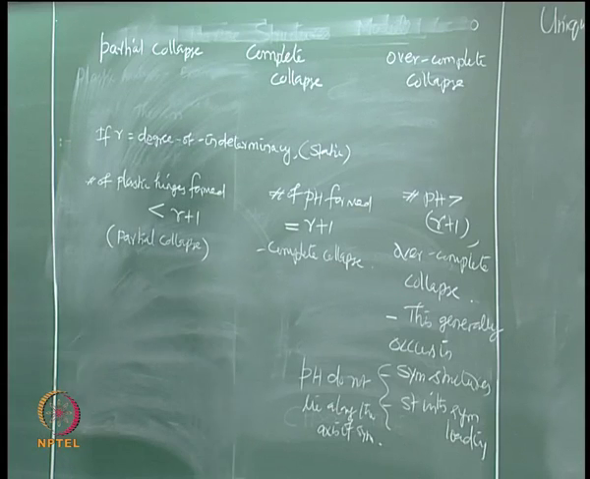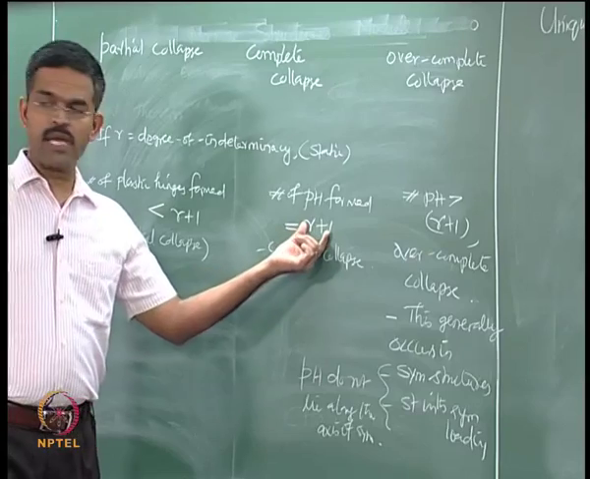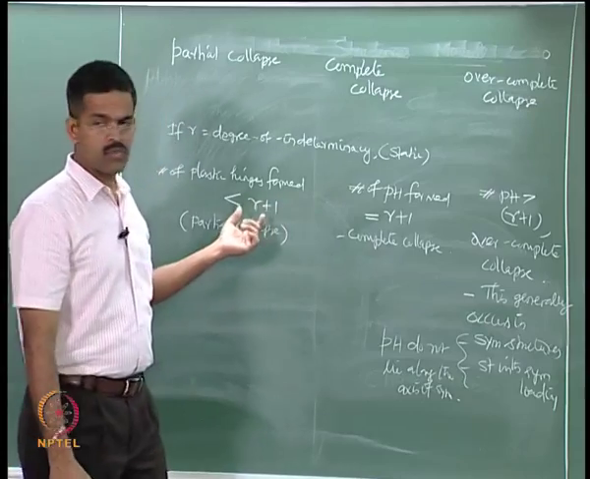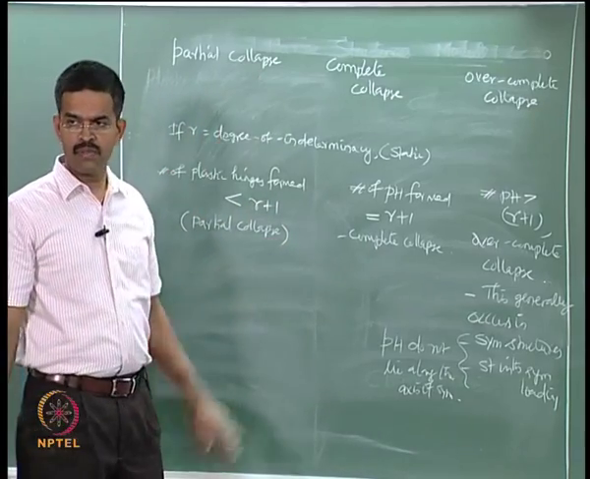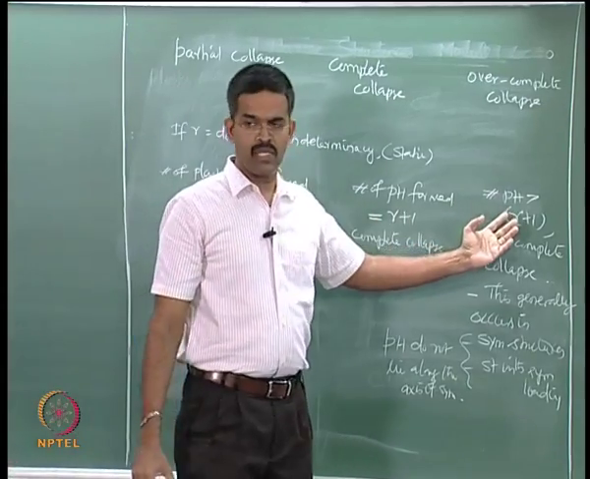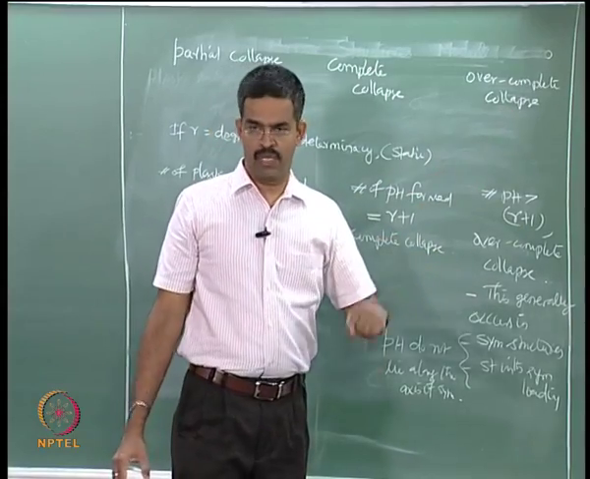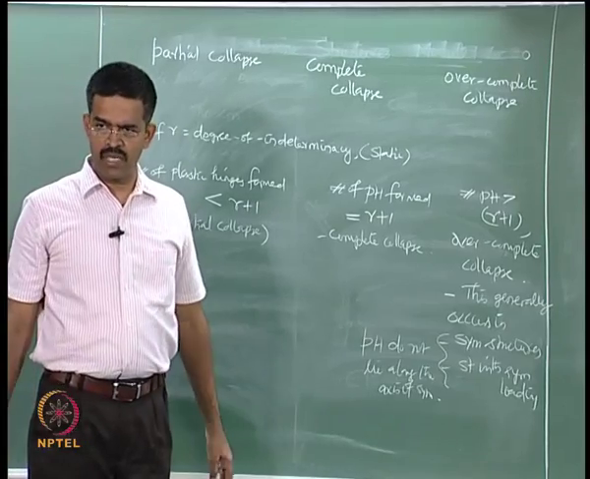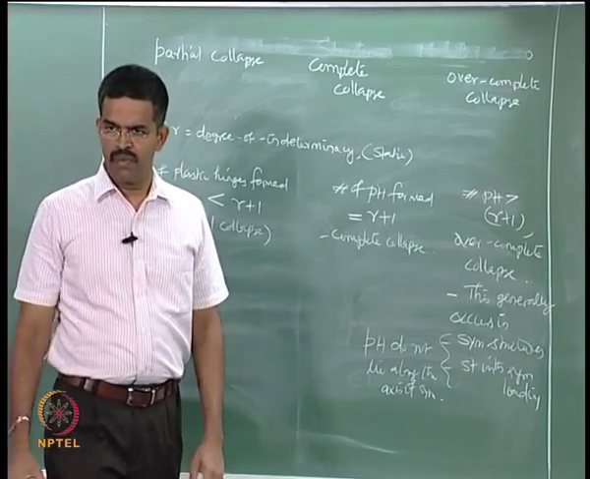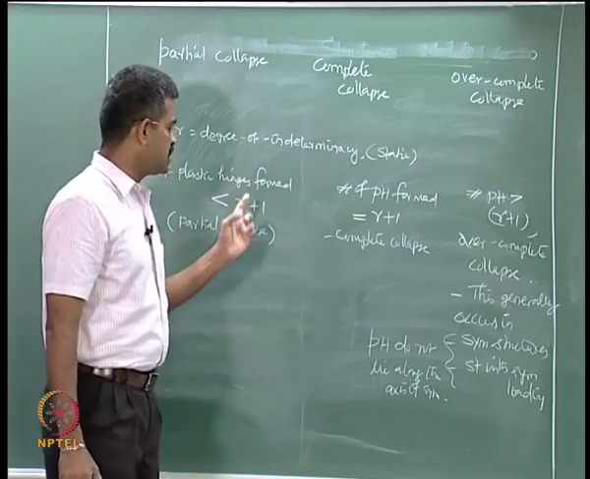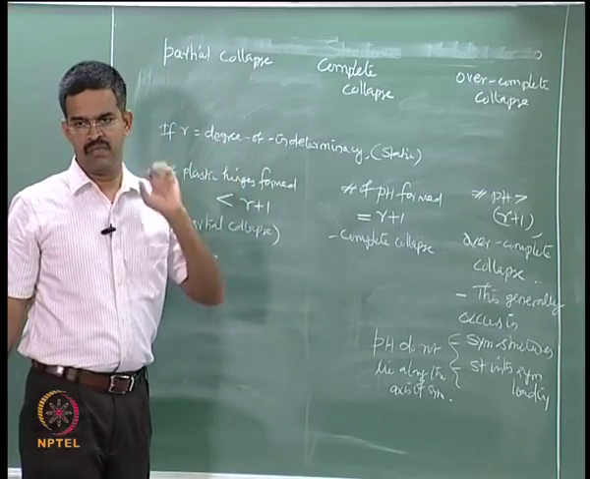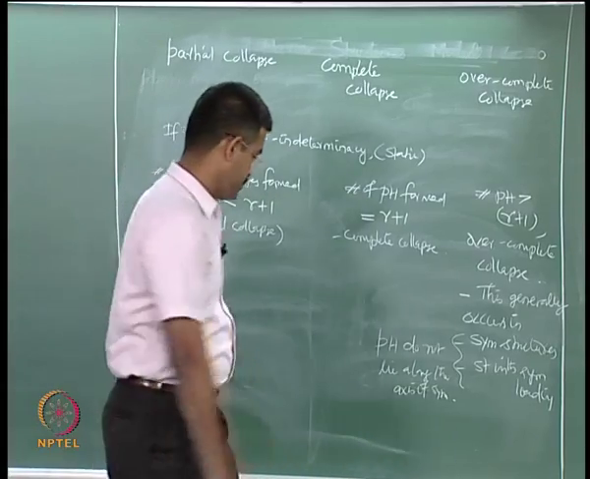So, not necessarily always do you require r plus 1 to make it a mechanism. Can I have less than r plus 1? Still it is called a partial collapse. Can I have more than r plus 1? Still it is called an over complete collapse. So, r plus 1 is a strategy to understand that the structure will become a mechanism, but even if you have plastic hinges less than r plus 1, it will still collapse partially.